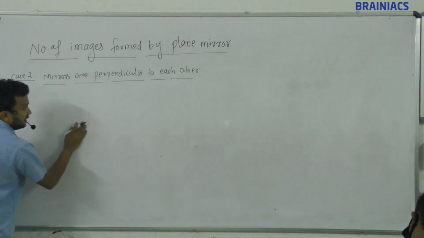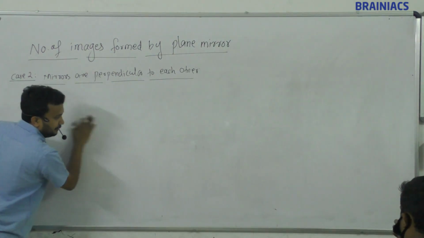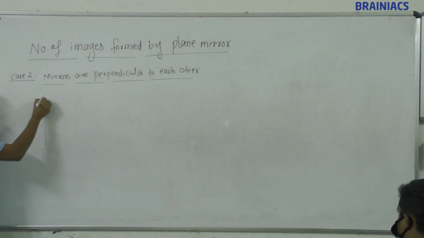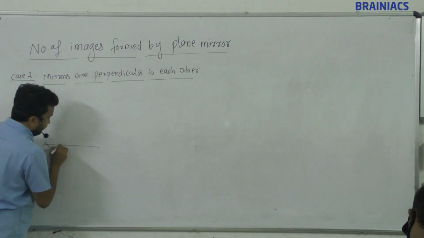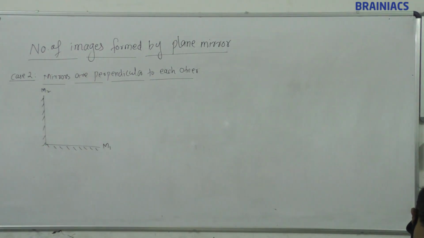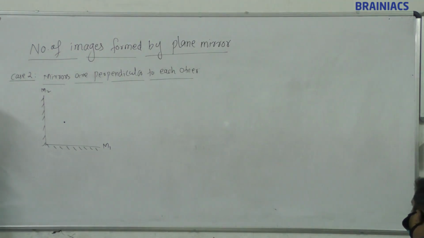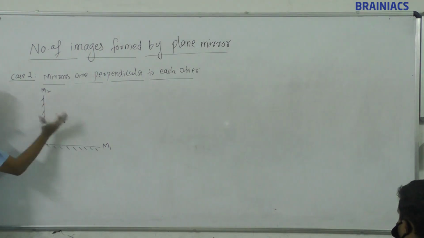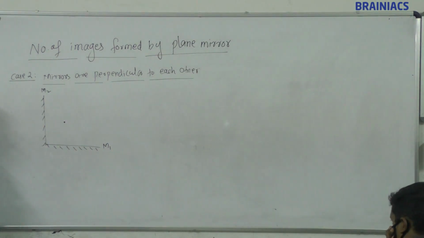Mirrors parallel to each other, how many images? Infinite. Now two mirrors, M1 and M2, are perpendicular to each other. Now I place one object exactly at the bisector. Bisector means the two sectors are equal. Bisector is exactly 45 degrees. If an object is placed exactly here, how many images will be formed?